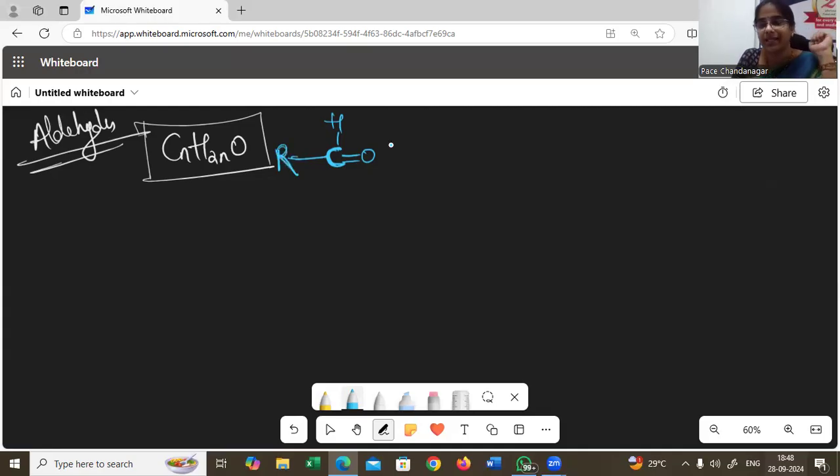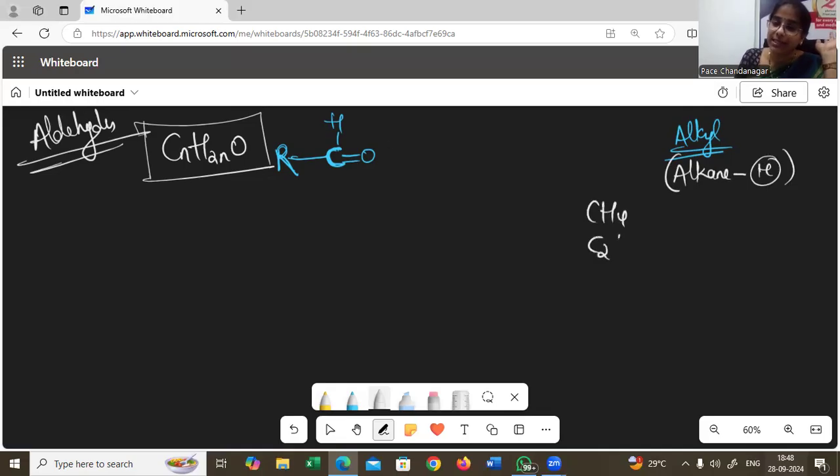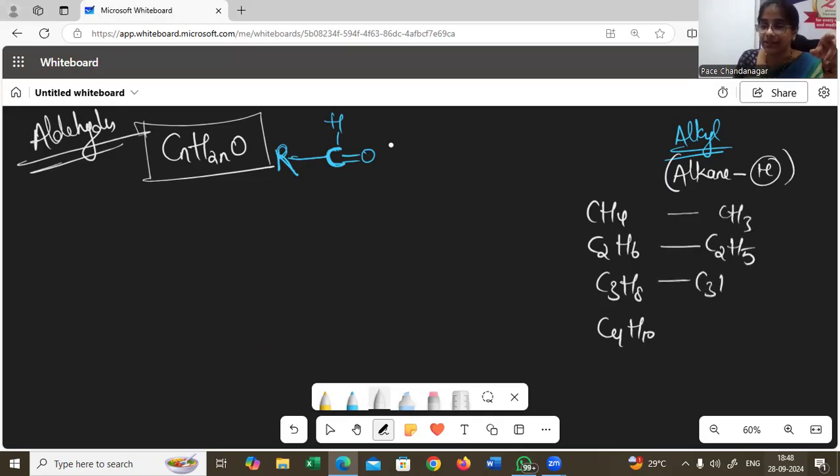Now, what does this R stand for? R is an alkyl group. And what is an alkyl group? Alkyl is nothing but alkane minus 1 hydrogen. That is my alkyl group, which means if I say CH4, then C2H6, then C3H8, then C4H10, all these are my alkanes, right? Alkane minus hydrogen, which means CH3, here it is C2H5, here it is C3H7, here it is C4H9.